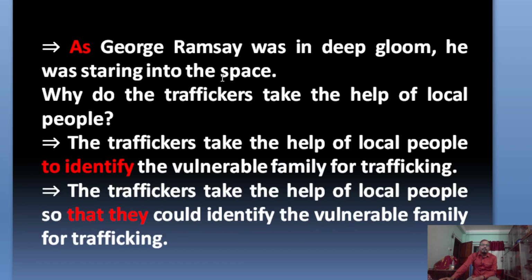Similarly, as George Ramsay was in deep gloom, he was staring into space. Why do the traffickers take the help of local people? The traffickers take the help of local people so that they could identify the vulnerable family for trafficking.